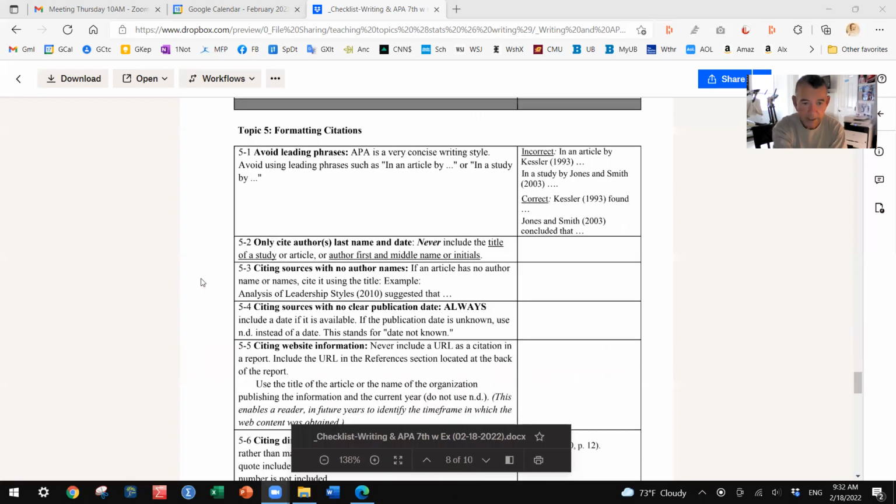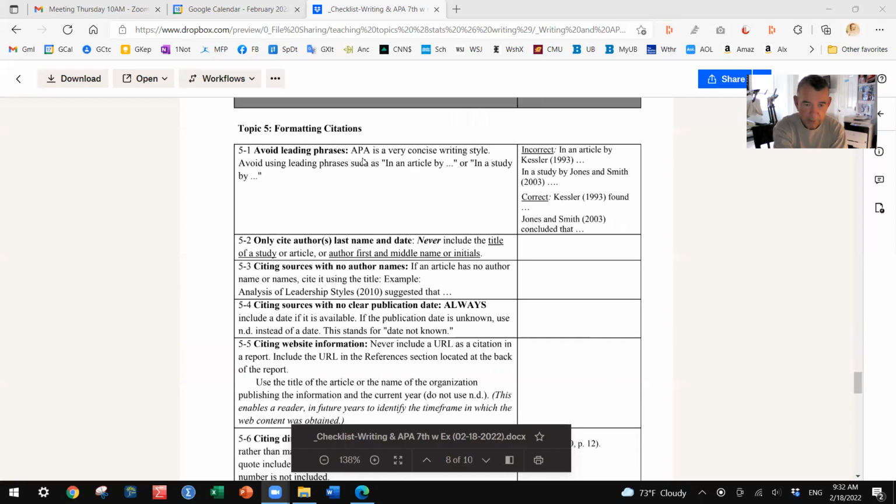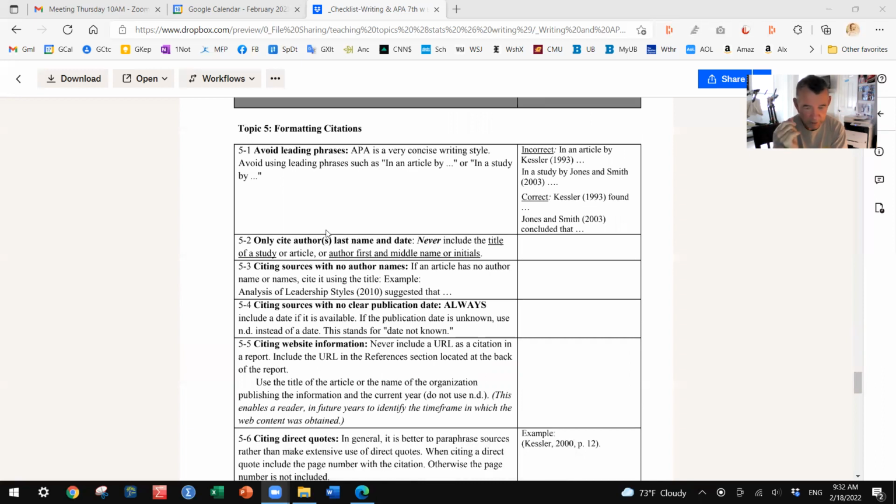How do we format the citations? This is really important. APA is a really concise writing style. We generally like to avoid phrases that students love to put in, like "In an article by Kessler" or "In a study by." Those are wasted words, extra words you don't need. Go right to the source. Say "Kessler," not "in an article by Kessler," and "Jones and Smith found," not "in a study by Jones."